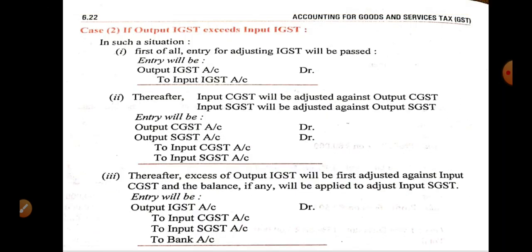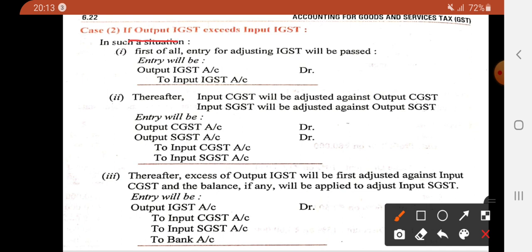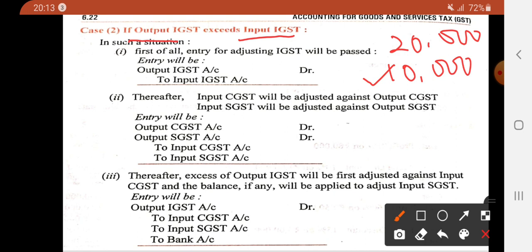Case 2. If output IGST exceeds input IGST. Now here what is happening? Your output is exceeding the input. Now what is your output? Output is your collection. So your collection is becoming more than the payment. Like here your output, let us say, is 20,000 and your input is 10,000. That means you had paid 10,000 at the time of purchase, but now you're collecting 20,000. That means your 10,000 is the excess liability that you have to pay to the government.